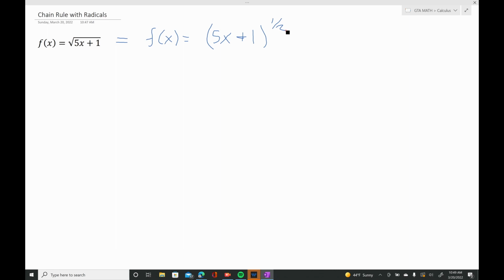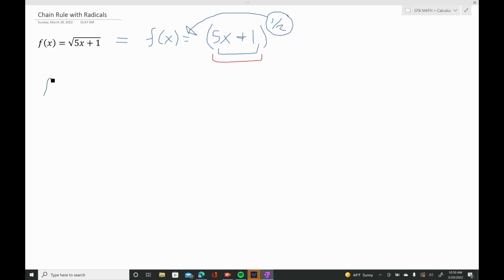So the next thing we're going to do is use the chain rule. When we use the chain rule, we actually use the same application of the power rule. We bring it to the front, not to the equal sign, but in front. And then we take the derivative of the inside, and we also leave the inside the same. So I'm going to show you what that looks like.